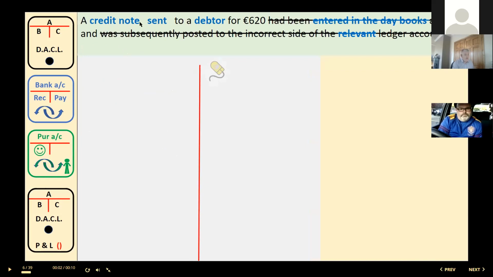And we go, right, it's credit note, what does that mean? And it was sent, what does that mean? Okay, so, a credit note means returns. It was sent means with sales. So it's sales returns to a debtor. And again, I've crossed out all the error. So instead of concentrating on 5 tasks, I'm concentrating on 1. Okay.